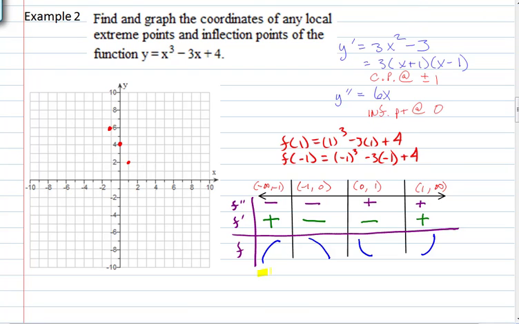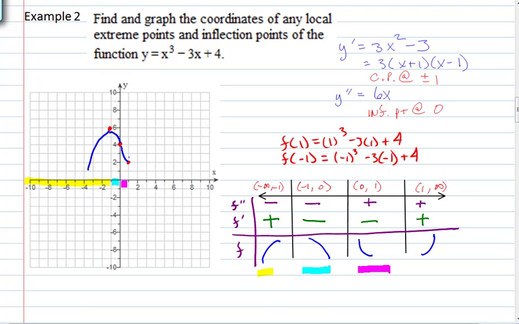So this first region right here is going to be from negative infinity to negative 1. That's this region right here. The graph has this shape, increasing concave up. On the next region, from negative 1 to 0, this region right here, the graph is decreasing, not up, down, decreasing concave down. The next region, from 0 to 1, that's this region right here, the graph is decreasing concave up.